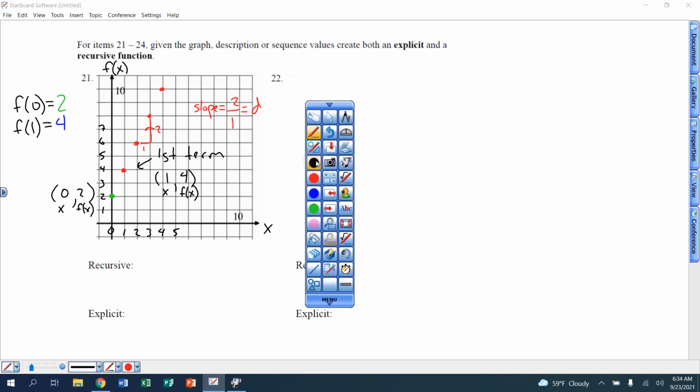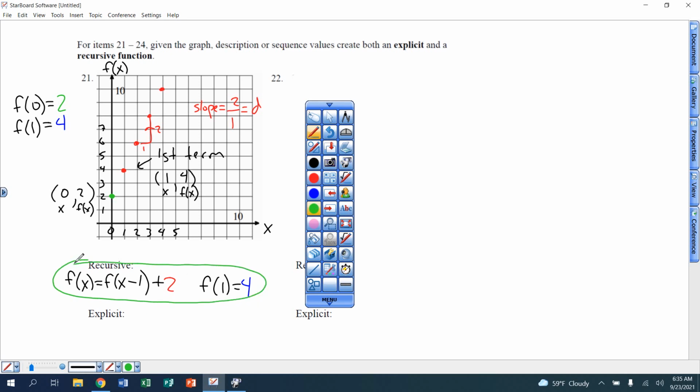If I write recursive, plus 2 for this one. If I wrote what the 0 term is, or the first term at least, that would be 4 right there. Or if I did that color coordinated, so that's the kind of answer we're looking for.